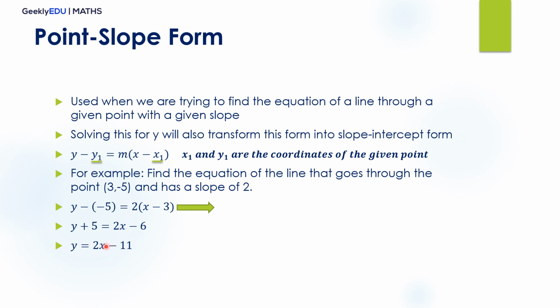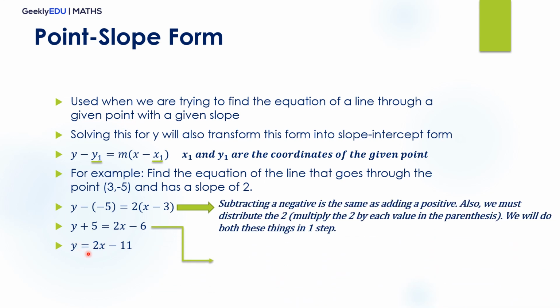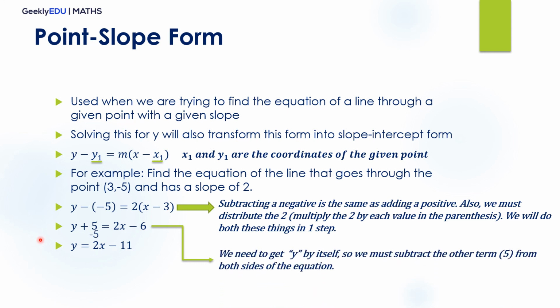Now I have one more step left because I'm solving for y. So since we need to get y by itself, we must subtract the other term, the 5 here, from both sides of the equation. And that's what we end up doing. So we're going to subtract 5 here, and we're going to subtract 5 here. This will be 0, and we will simplify the rest of this. So what we end up getting is y equals 2x minus 11. Does this jump out at you? Of course it does. This is slope-intercept form. There's the 2, my slope, and the -11, which is my y-intercept.